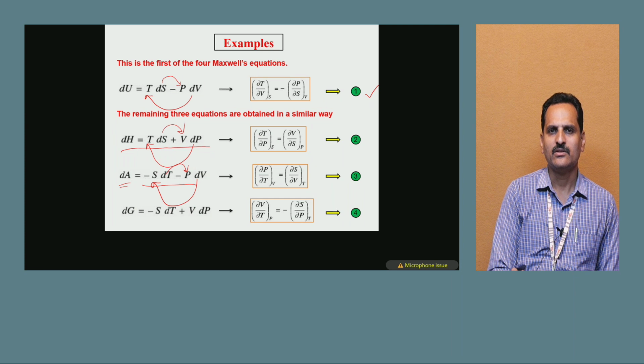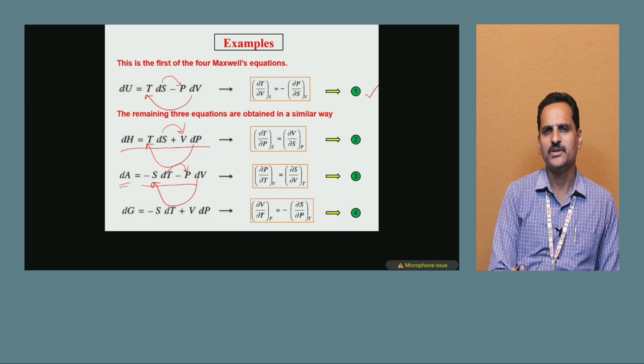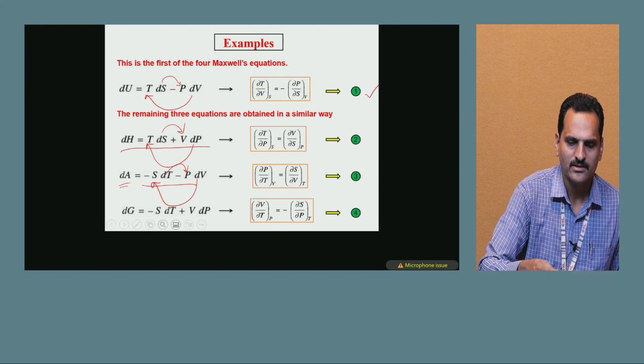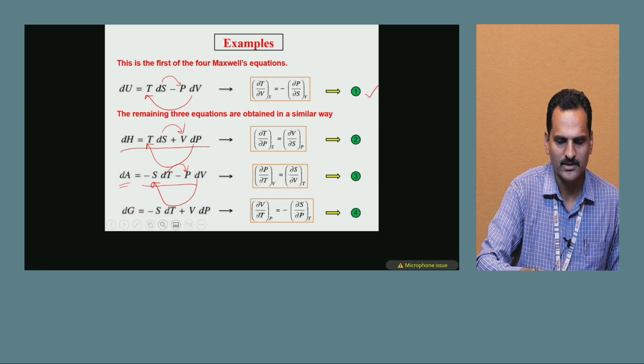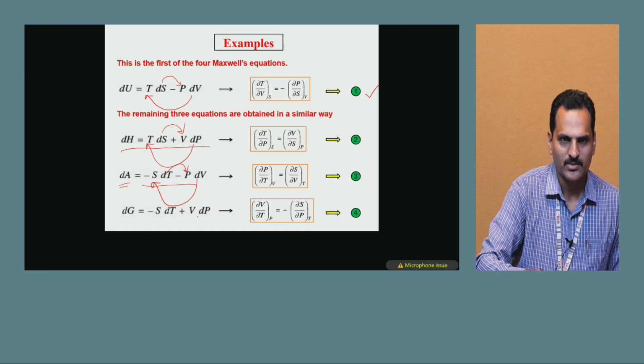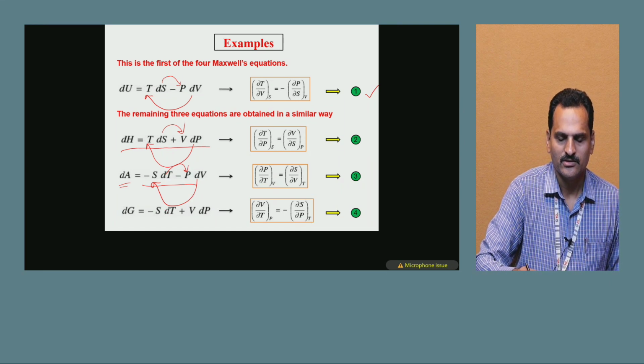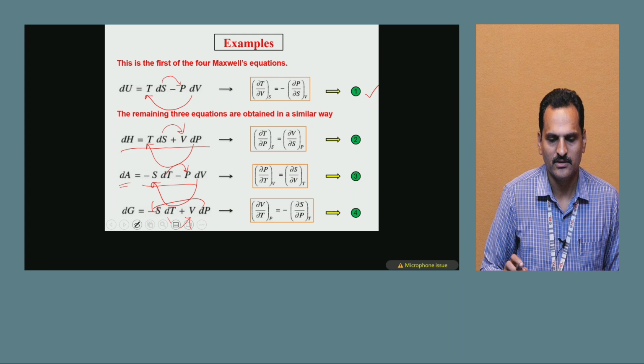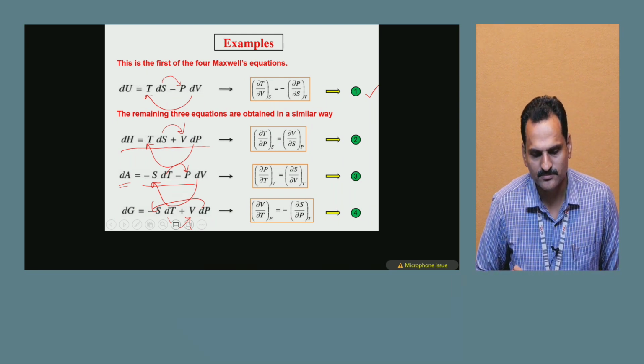Similarly, now we can write the fourth Maxwell equation, which is related to Gibbs free energy. The change in Gibbs free energy is equal to minus SdT plus VdP, right? In the partial differential form, ∂S/∂P is equal to minus ∂V/∂T. So that is the partial form, right?